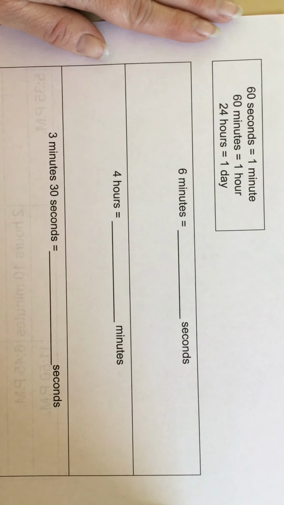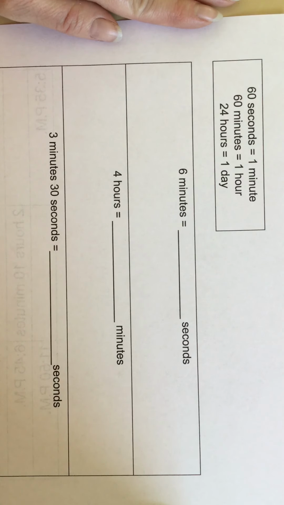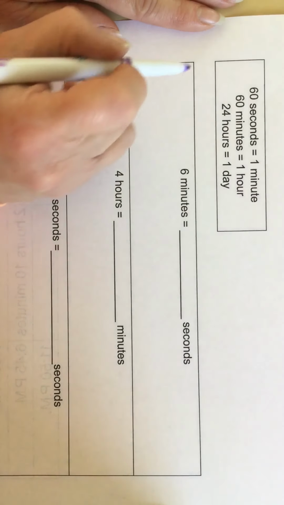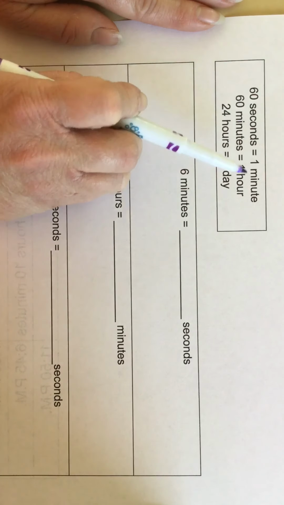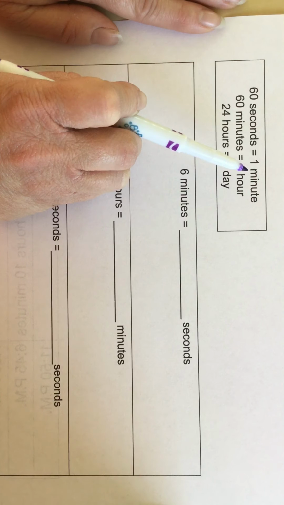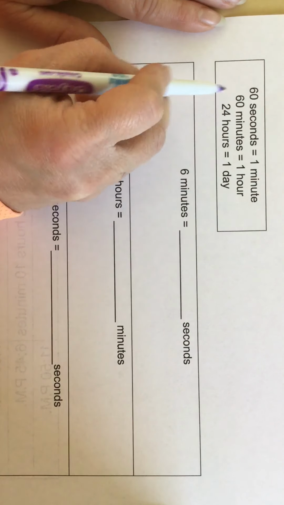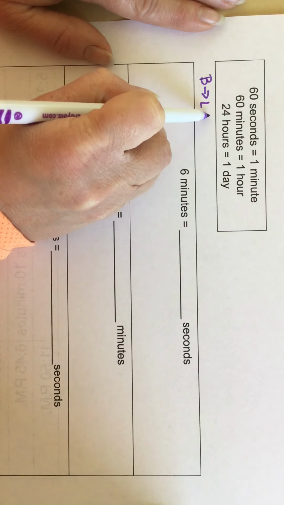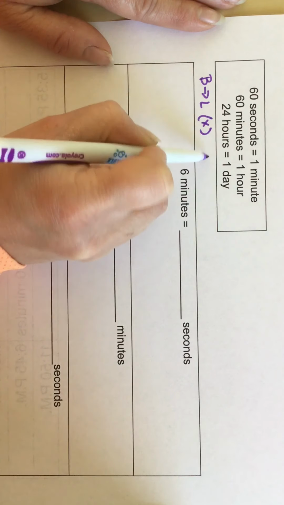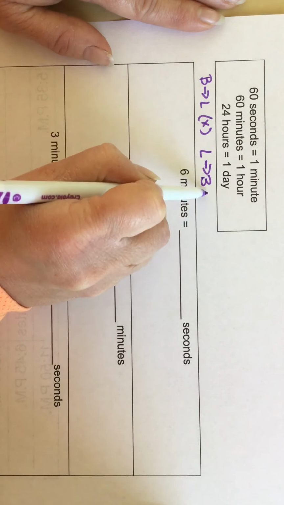Hello, today we're going to do our time elapse. We're going to learn how to do that, and we're going to convert our time first. Remember, there's 60 seconds in a minute, 60 minutes in an hour, 24 hours in a day. Remember, when we go from big to little, we multiply, and when we go from little to big, we divide.